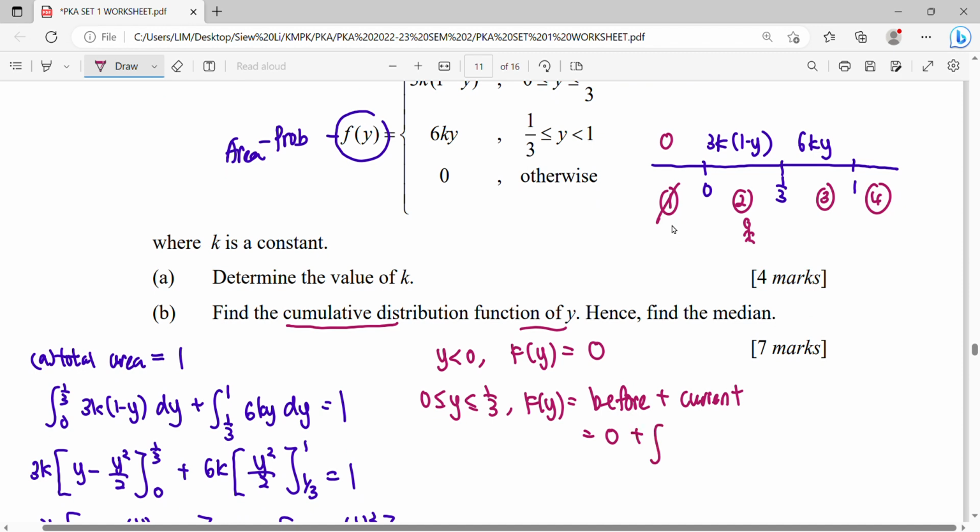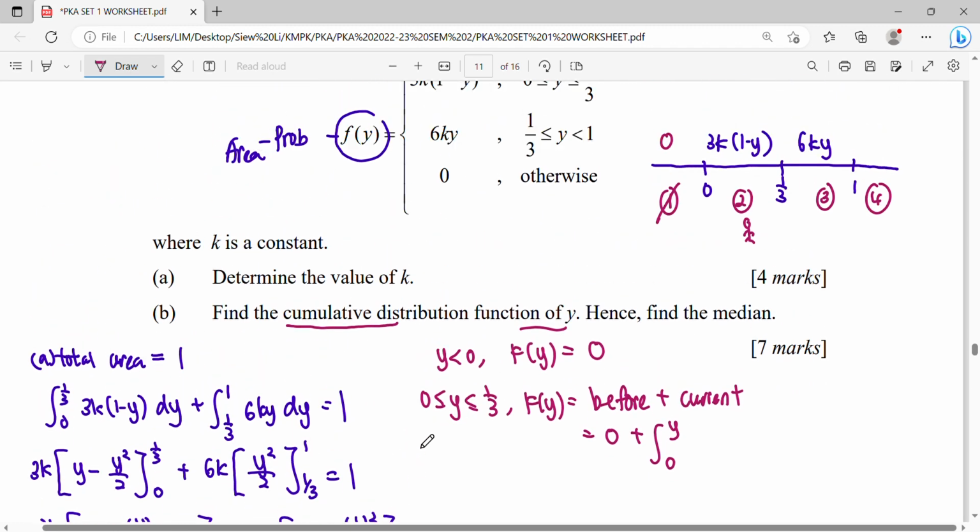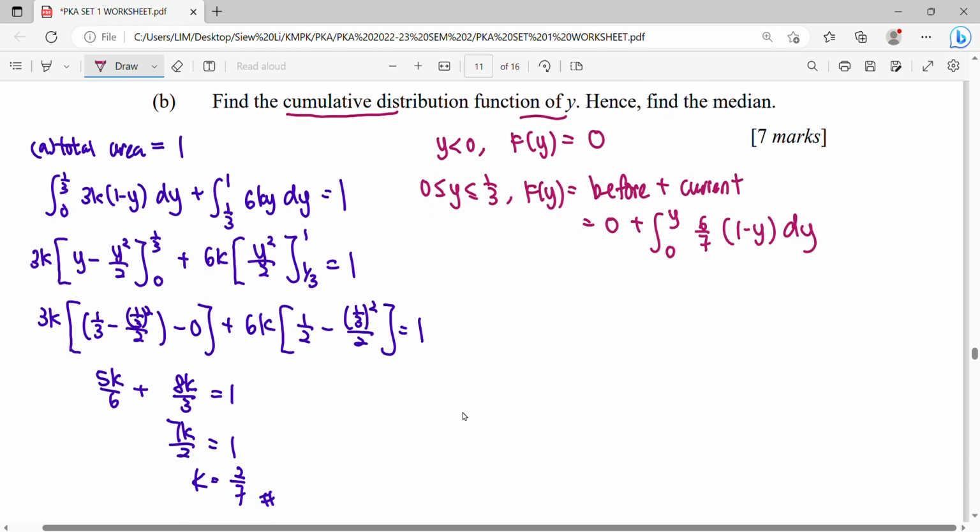Currently, when you are at this interval, you will integrate 0 until y. You haven't finished this interval, so 0 until random variable y. Substitute the k value that we found, which is 2 over 7, so 6 over 7, 1 minus y, dy. We can factorize out 6 over 7, then y minus y squared over 2, substitute y minus 0. So when you substitute y, it will remain like this. When you substitute 0 minus 0, anything will be 0.